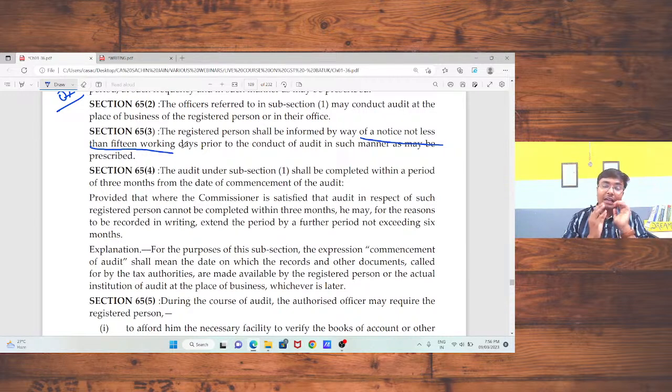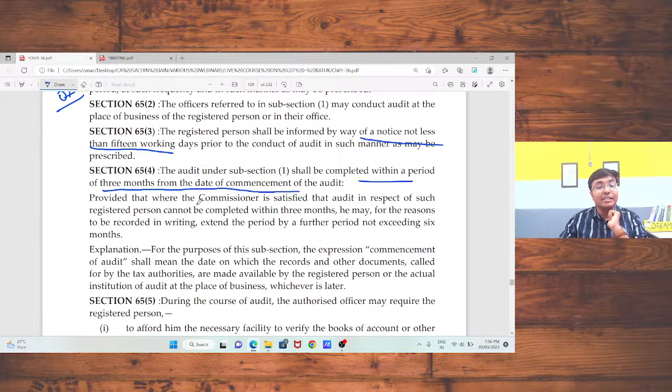15 days. Okay, many times what happens is, the departmental authority will issue a notice for a shorter period. In that case we may argue that as per section 65 subsection 3 of the CGST Act, you should give me the minimum time period of 15 days before commencing the audit. Okay, or the audit should be completed within 3 months from the date of commencement of the audit.